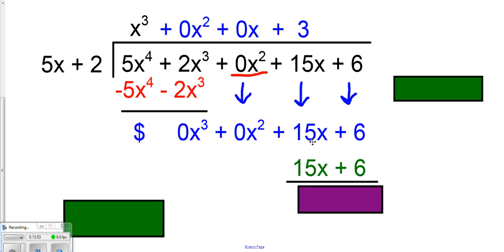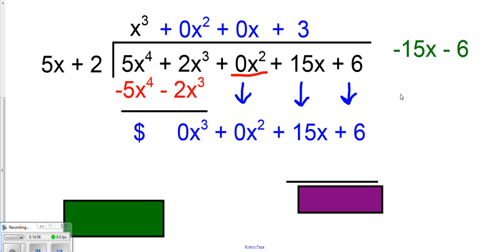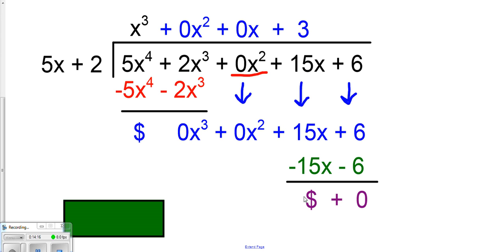So at this point, again, I'm going to be subtracting these things. So I need the opposite of these two. Oops, didn't mean to get rid of that. Meant to get rid of the box. Get rid of this. I'm turning those each opposite of what they were. That way, when I go 15x minus 15x, that's going to cancel out. Put in my money symbol. Positive 6 minus 6 becomes 0. So I have no remainder.